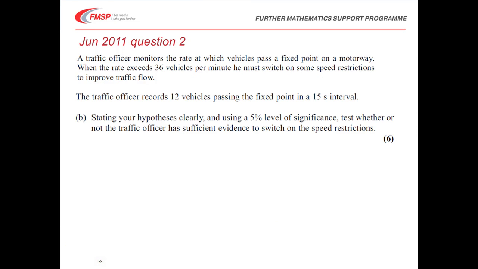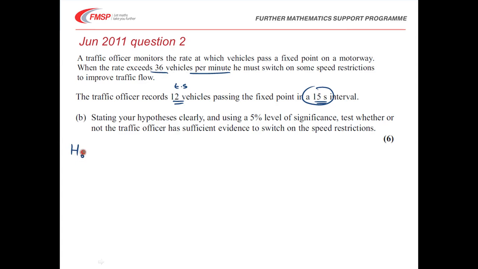Okay, so finally, June 2011, question 2. A traffic officer monitors the rate at which vehicles pass a fixed point on a motorway. When the rate exceeds 36 vehicles per minute, he must switch on some speed restrictions to improve traffic flow. The traffic officer records 12 vehicles, so there's your test statistic, passing the point in a 15-second interval. Again, we've got to make sure we're dealing with the correct aspect here. So the rate is 36 vehicles per minute.